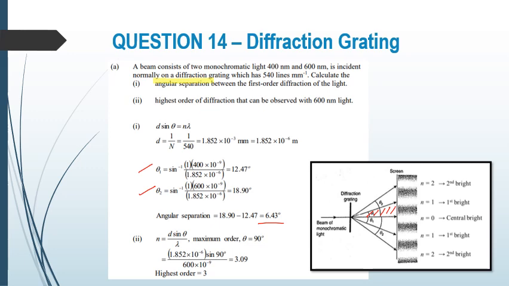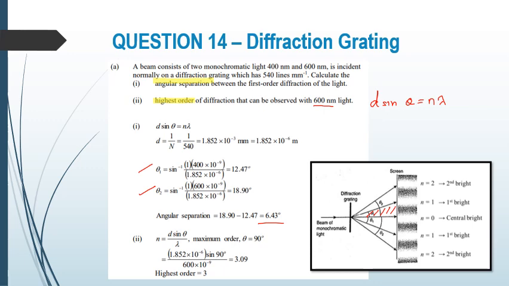Question 2, the key point is the highest order. Highest order means that the question is asking for the maximum order. So how are we going to determine the maximum order if you are going to use the light of 600 nanometer? When it comes to questions like this, let us go back to the equation. You are given the equation d sine theta equals m lambda.